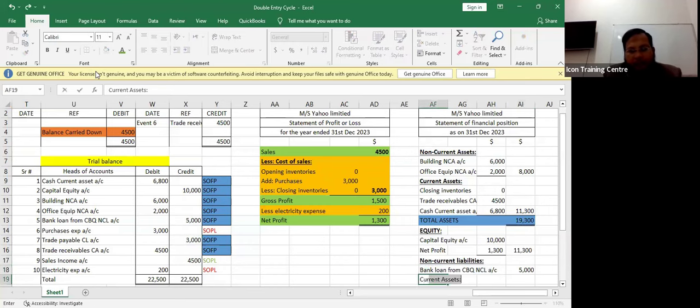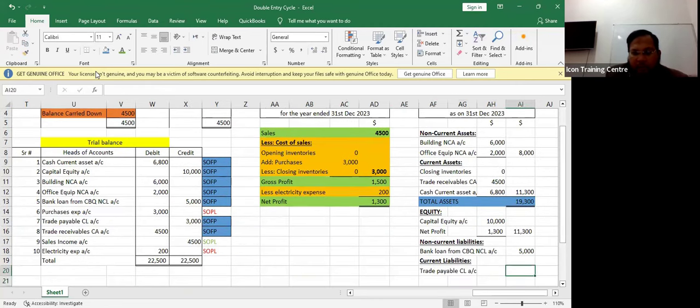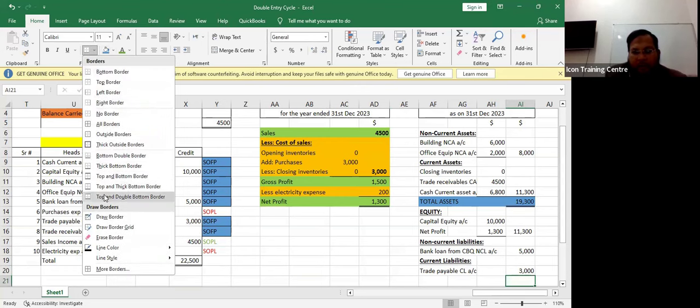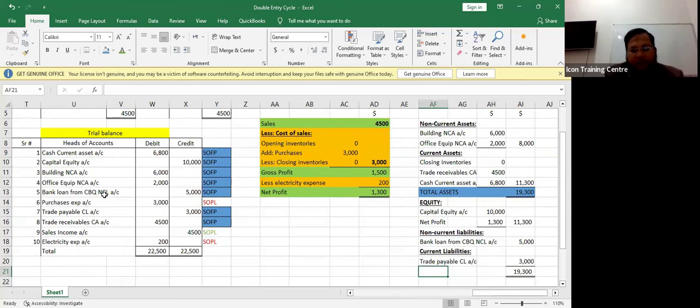Then we take our current liabilities, and we have only one current liability, I think, which is trade payables, and there is no other current liability, and the amount of the current liability is 3,000 credit. So your total should be the same, because this is what we have learned, that the sum of equity and your liability should be equal to the sum of total assets. Now you can see this is equity and liabilities. Yes, now you can clearly see the sum of equity and liabilities are equal to the sum of total assets. Is this clear?